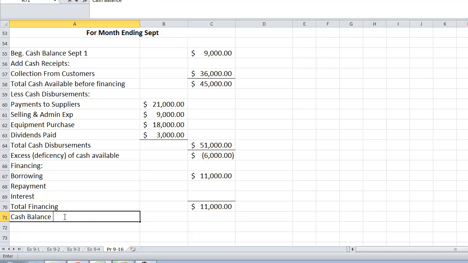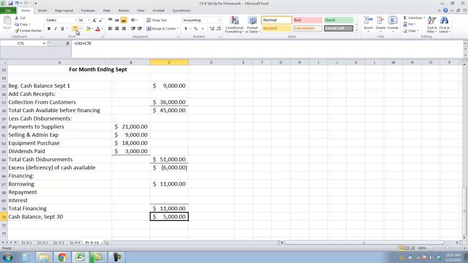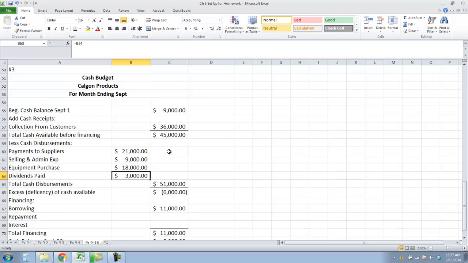Cash balance September 30th. We take our negatives and we add our financing, and we should have $5,000. This is our minimum required cash balance. So this is a cash budget.